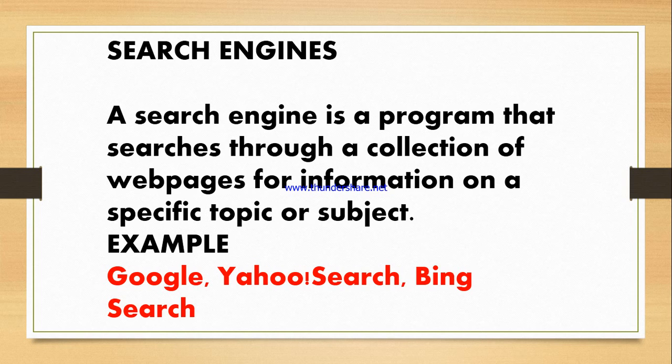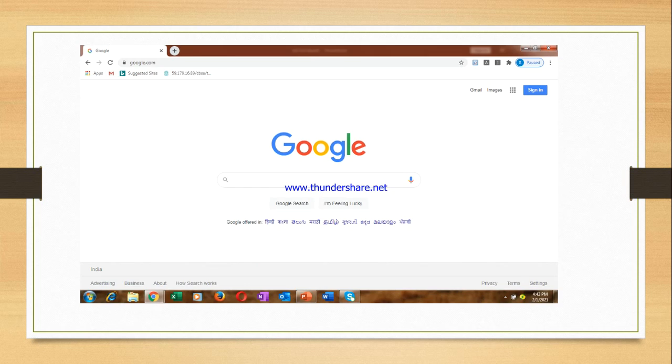There are various types of search engines. Google, Yahoo search and Bing search are a few of the search engines we use nowadays. Okay, so let's go to the second point. Here I have shown you Google is a search engine. In Google search, can you see, whatever you want you type in that place and just click on Google search.